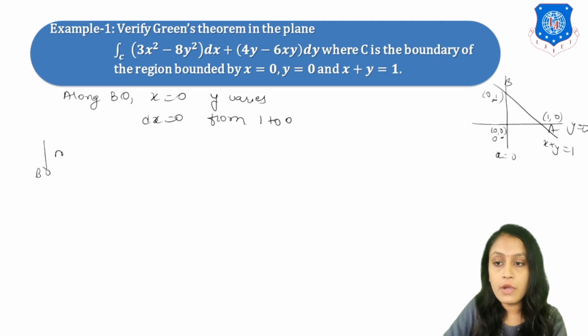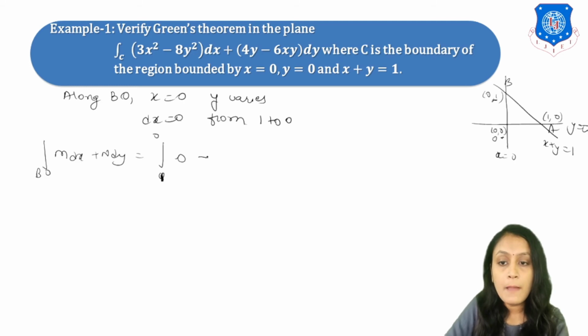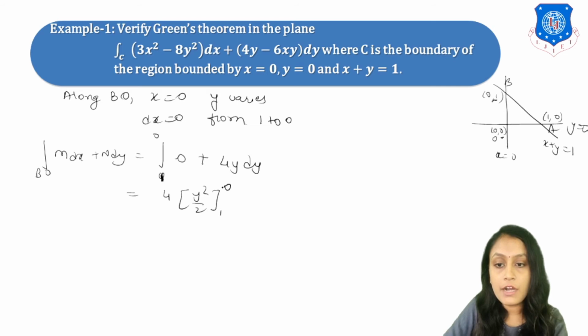The integration over BO of m dx plus n dy is equal to what? Integration from 1 to 0. Now in place of x we have to substitute 0, so this term is 0. Here dx is 0, so this first term is 0. Plus, now here in place of x substitute 0, so we have 4y. Here substitute 0, so this term is gone, and we have only dy. So 4y, now integrate it: 4y square by 2, limits from 1 to 0. Simplify this and you will get 2 times (0 minus 1), so your answer is minus 2.